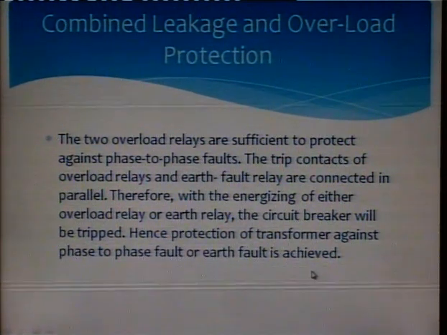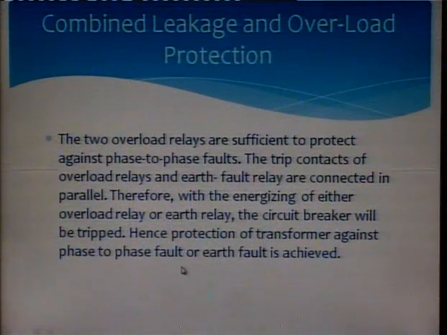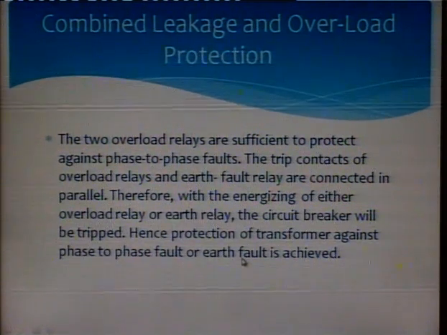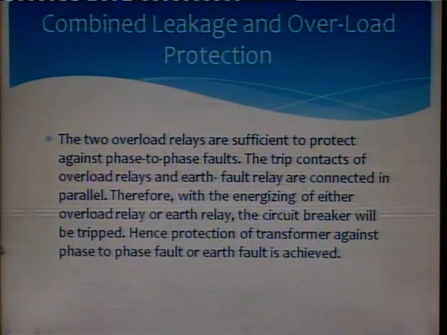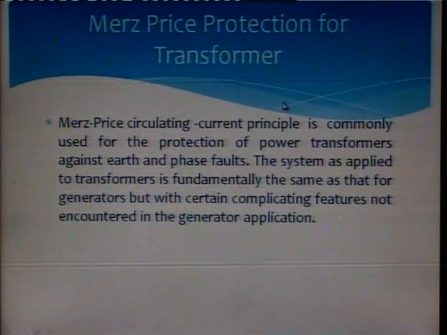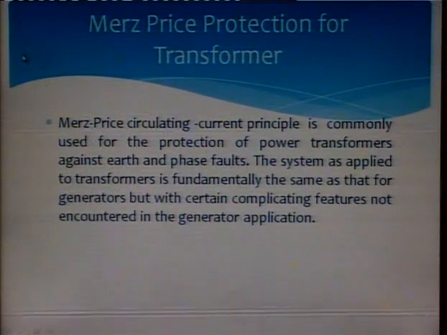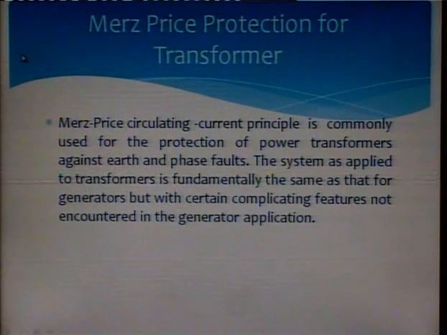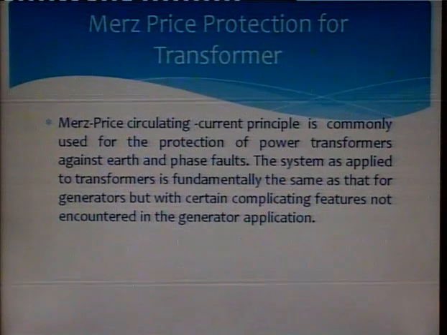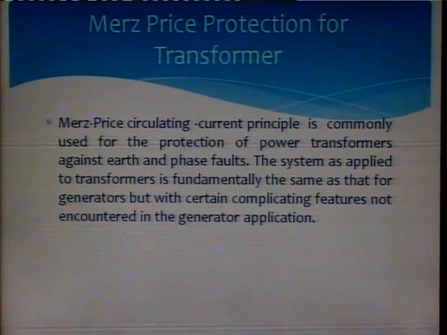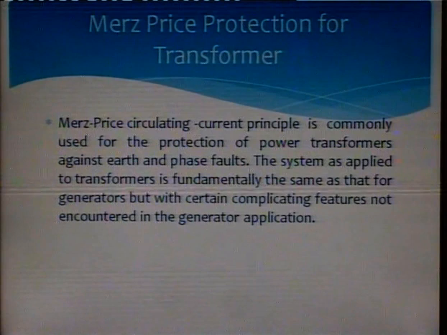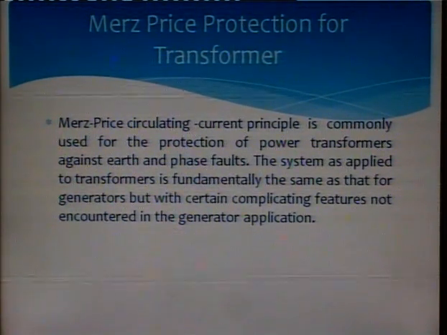So in this way, the protection against phase to phase fault and the earth fault can be achieved by using the third method, that is a combined leakage and overload protection. Now the fourth method is Merz-Price protection for transformer. Now this is the last method, and this method is very important, as this scheme is also used for the protection of generator and the protection of transmission lines.